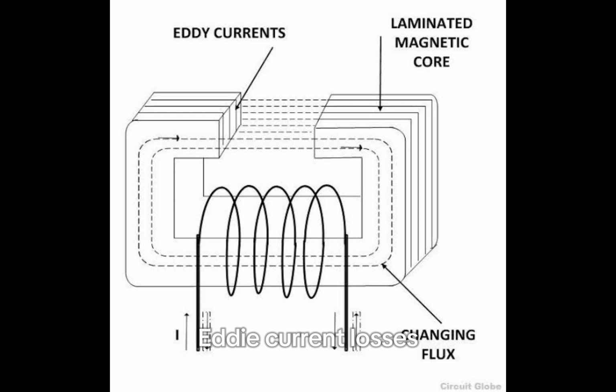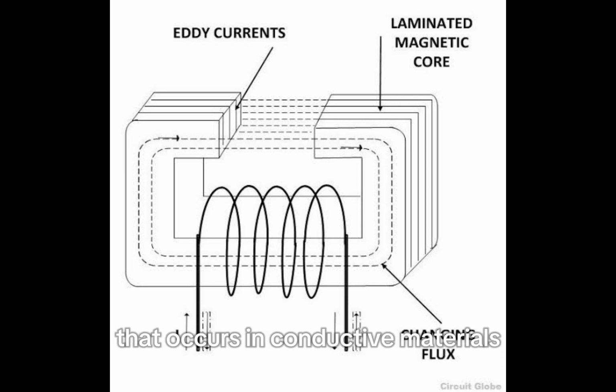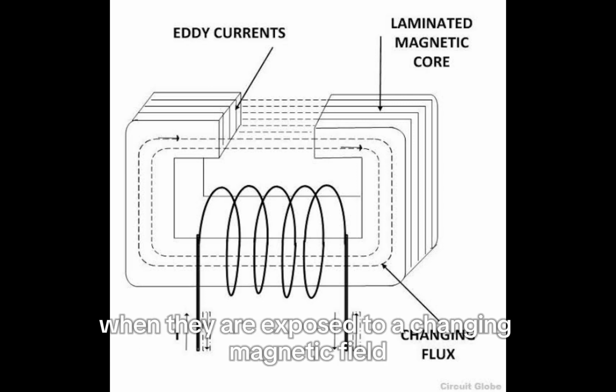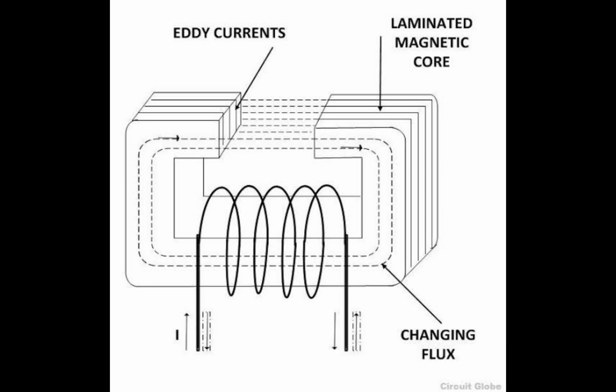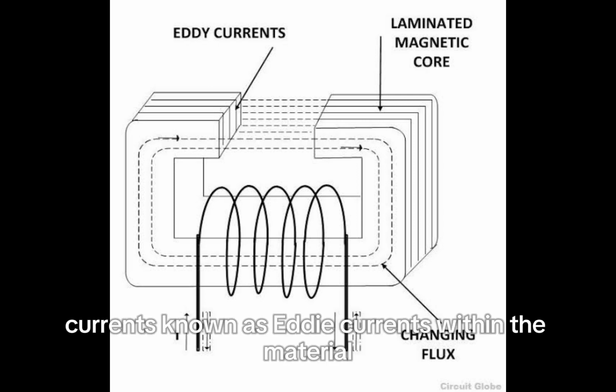Eddy current losses, also known as eddy current heating or simply eddy losses, are a type of energy loss that occurs in conductive materials when they are exposed to a changing magnetic field. These losses result from the induction of circulating currents, known as eddy currents, within the material.